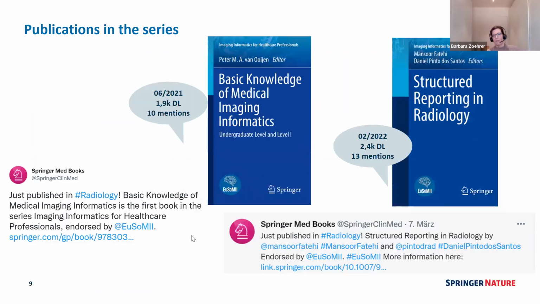And we have already published 2 volumes. Peter has shown the print version to you before. The first one edited by Peter, Basic Knowledge of Medical Imaging Informatics, published in June last year. And the second one just released this February, Structured Reporting in Radiology by Mansour Fatehi and Daniel Pinto dos Santos. And I've also put here the tweets we put out into the world when the books were published. So we see that they are also nicely shared on social media.